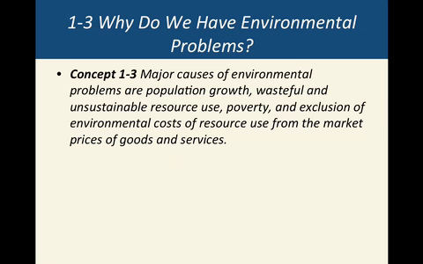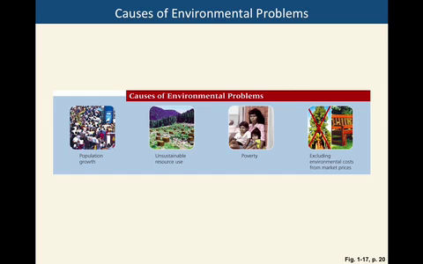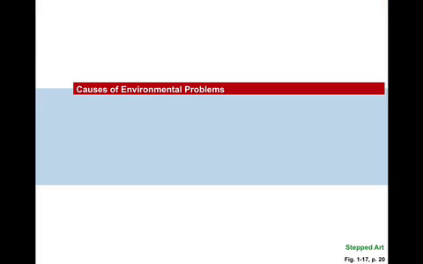Section 3, got two left. Why do we have environmental problems? Well, four major things: population growth, wasteful and unsustainable resource use, poverty, and then failure to include the harmful environmental costs in the prices that we pay for goods and services. So we have those.